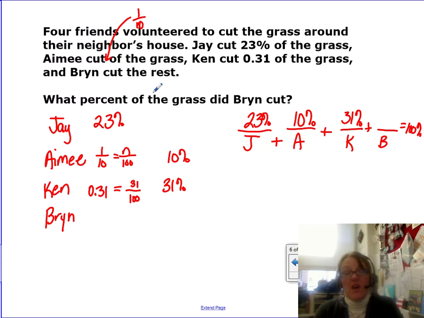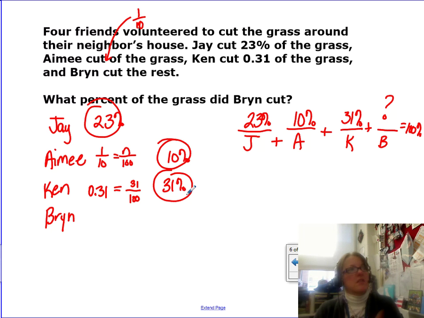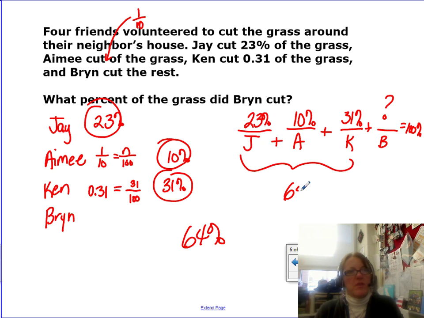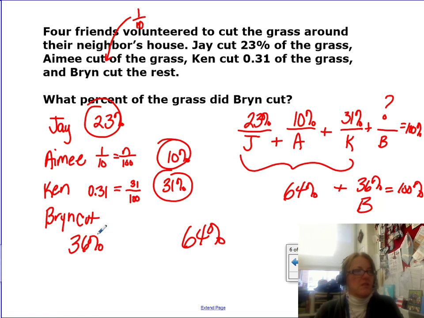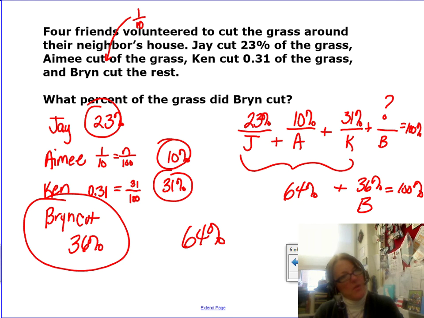See, she just cut the rest. So you need to work backwards to figure out the rest. So what's 23% plus 10% plus 31%? What does that give you? I'm counting 64%. Okay. Bryn cut the rest. So take this chunk, 64%. Whatever Bryn cut has to equal 100%. So go ahead and subtract 100 minus 64, and you should get 36%. So you can say Bryn cut 36%. Boom. All right, one last one.